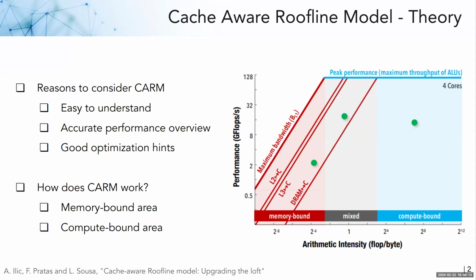So the CARM has two main roofs, as you can see on this picture. We have some sloped roofs in red, which are dictated by the maximum bandwidth of each memory level of your system. And then we have a flat roof in blue, which is determined by the maximum floating point performance of your system. And these roofs then define two areas below them, which are the memory bound area, the red one, and the compute bound area, the blue one.